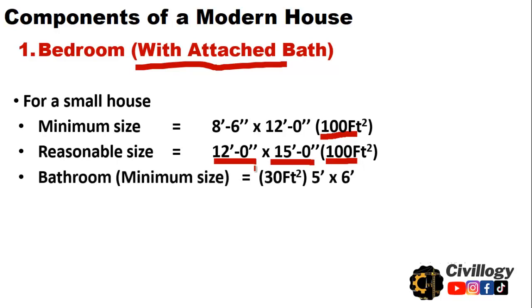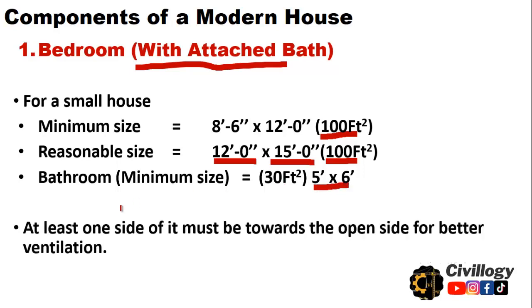Now the bathroom size, the minimum size should be 5 feet into 6 feet. And at least one side of it must be towards the open side for better ventilation. Now this is talking about the orientation of bedroom. The one side of a bedroom should be towards the open side for better ventilation.